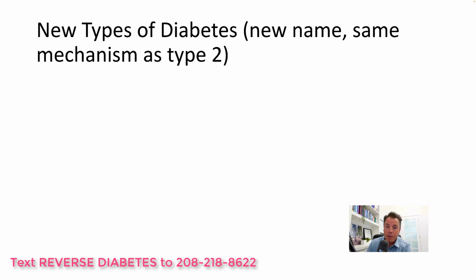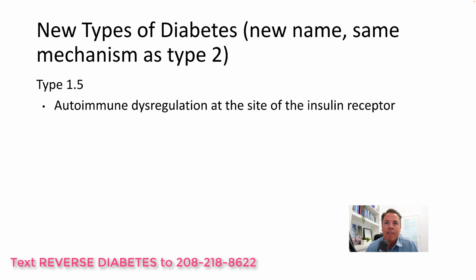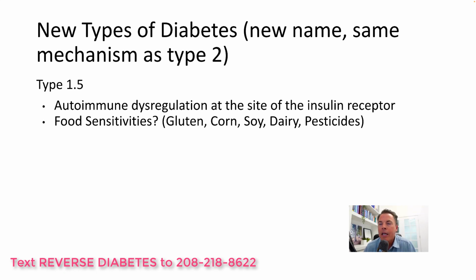Now, there are new types of diabetes out there, type 1.5 and type 3. They have a new name, but they're the same mechanism as type 2. Here's type 1.5. This is an autoimmune dysregulation at the site of the insulin receptor. So basically what's happening here, and I'm going to show you a picture, is when your immune system goes awry and starts attacking the insulin receptor and makes it so you can't metabolize glucose effectively. Typically, this is caused by corn, soy, gluten, and dairy, along with pesticides and heavy metals.